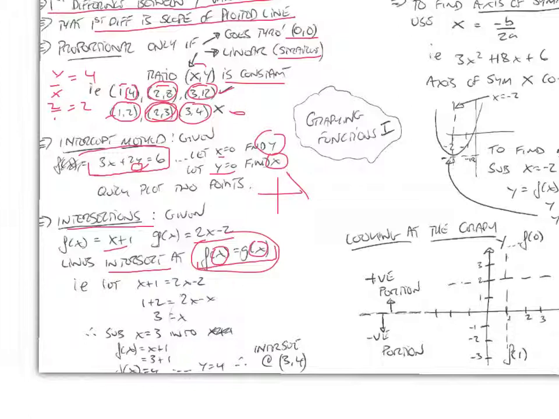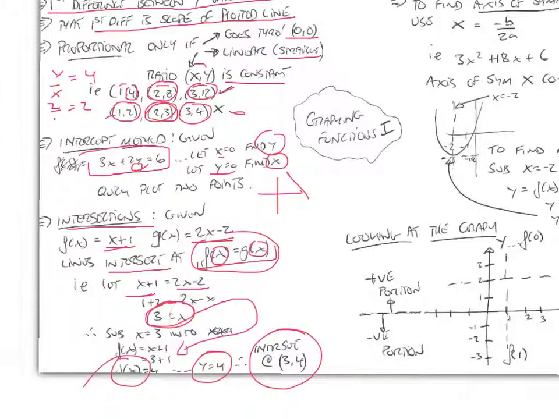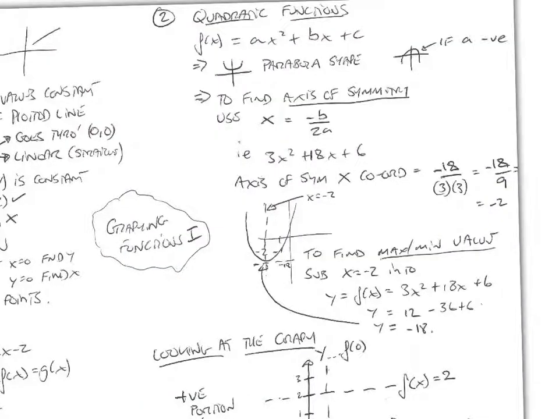Well, we let one function equal the other and we solve for x. So we let x plus 1 equals 2x minus 2, giving x equal to 3. Then we simply sub x equal to 3 into either of the two functions, and into this one it gives us a y value equal to 4. So the intersection of this function and the second function is at the point 3, 4.